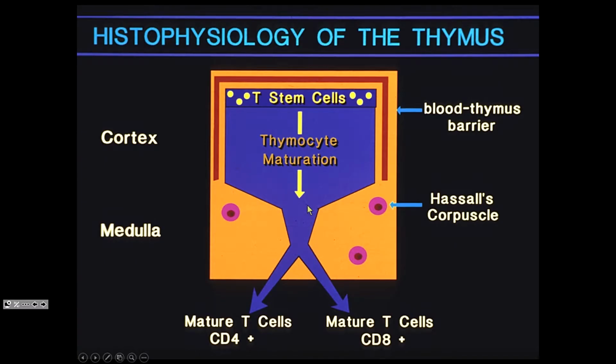Okay, so here's a schematic of the histopathology of the thymus. Here's our cortex where the T cells are undergoing selection, somatic recombination, then they're released. The mature ones are released into the vasculature, the rest are phagocytosed by macrophages. Here's our blood-thymus barrier, and more typically the Hassel's corpuscles we'll see down in the medulla of the thymus.